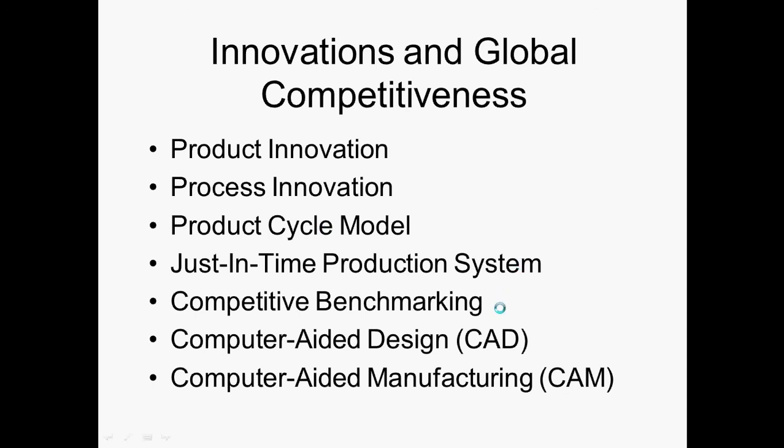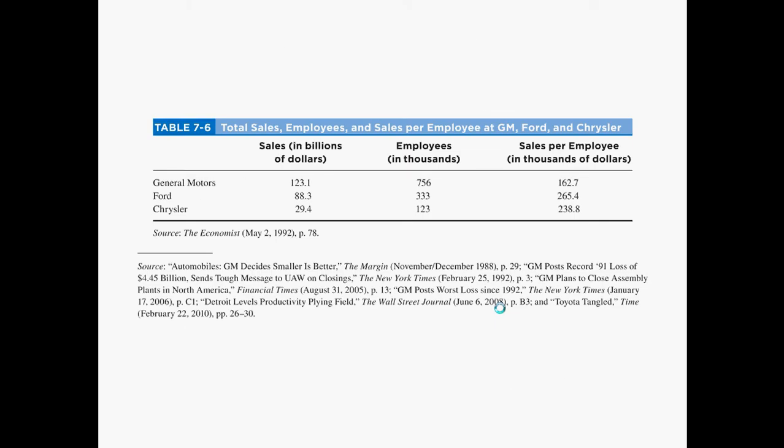Competitive benchmarking is basically where executives from one firm go and look at how another firm operates to try to figure out... I think this is usually done with the consent of the firm, so I'm not sure exactly all the motives that are involved there. And then computer-aided design and computer-aided manufacturing. So computers have become useful in developing new products and then even in producing them as well. Okay.